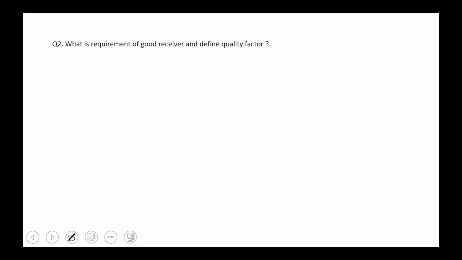A good receiver has what requirement? Anyone? Bit error rate should be less. But other things? Less noise. Then noise figure. Okay. Signal to noise should be less.